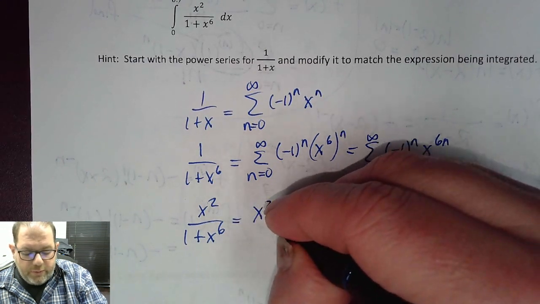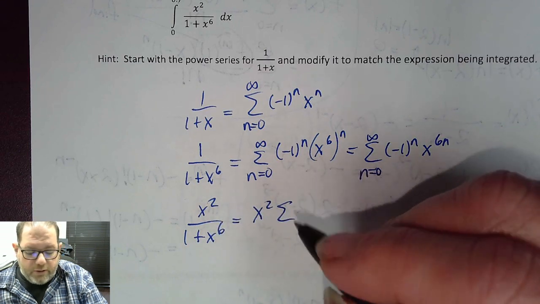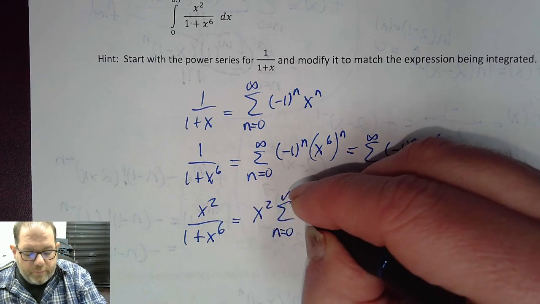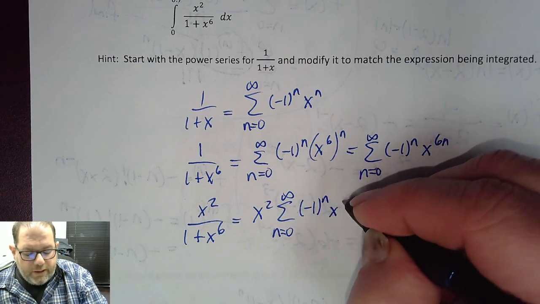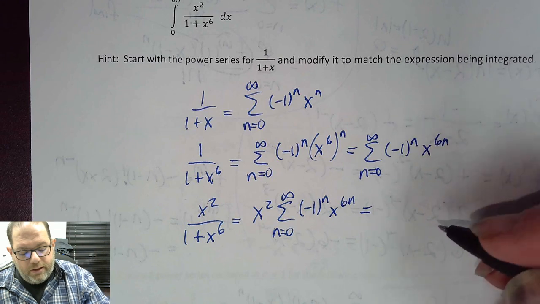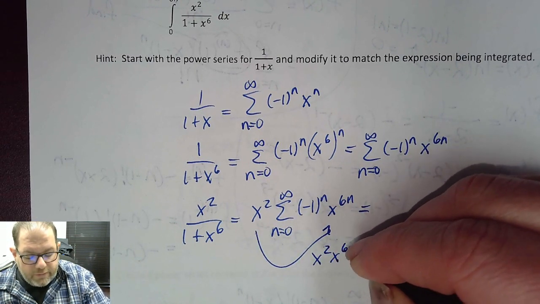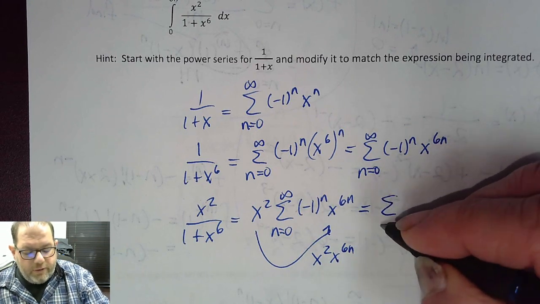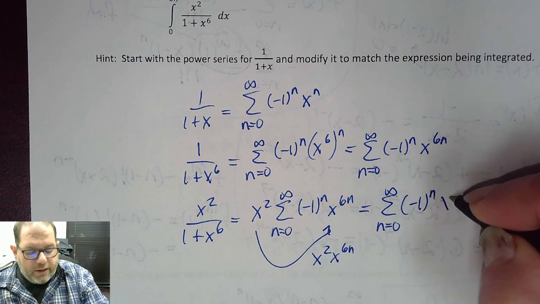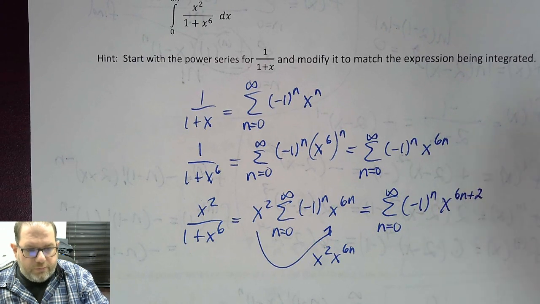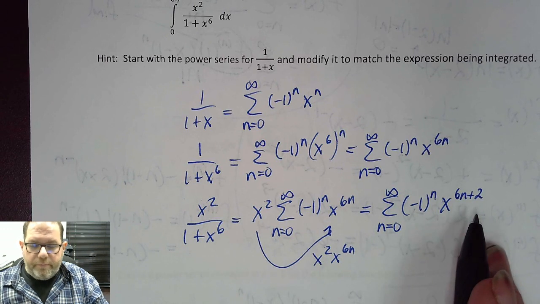And so that is x squared times the previous result, because all we're doing now is multiplying by x squared in the numerator. In our previous result, we got negative 1 to the n times x to the 6th n. And if we bring our x's together, we have x squared times x to the 6th n. That means we're going to have the sum n equals 0 to infinity, negative 1 to the n, x to the 6n plus 2. Because if we're multiplying these two terms, we're adding their exponents. Okay.